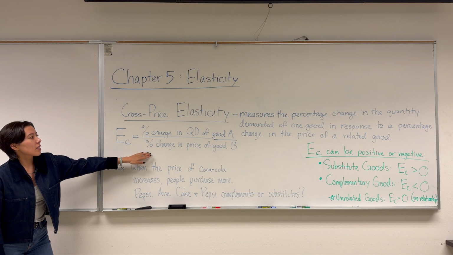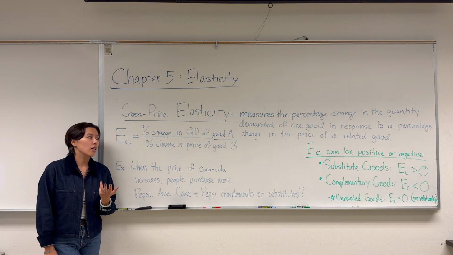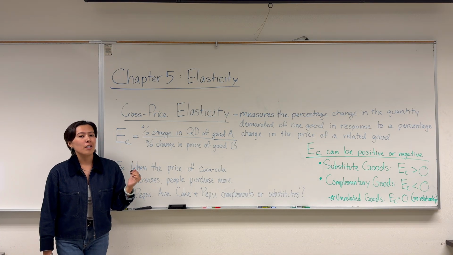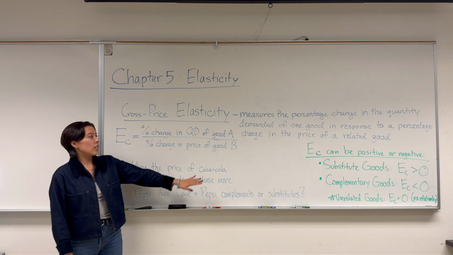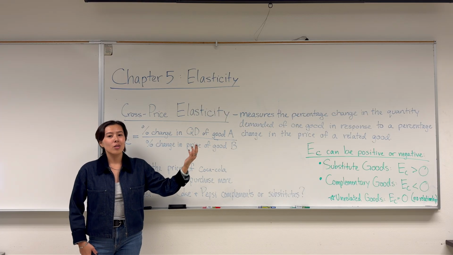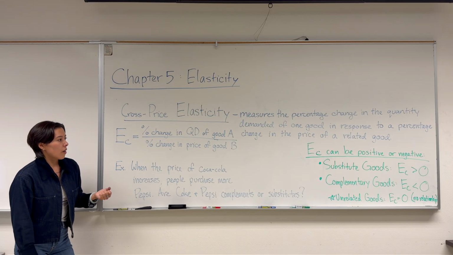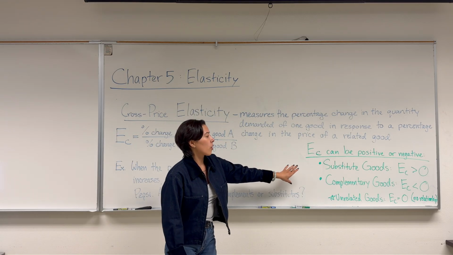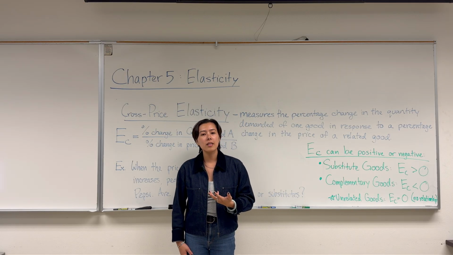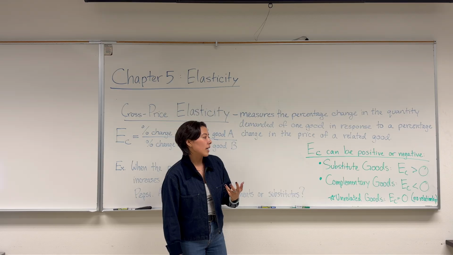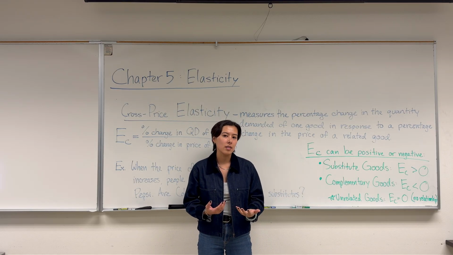So the way that we calculate this is we're going to measure the percentage change in the quantity demanded of good A and divide that by the percentage change in the price of good B. So we're measuring a change in the quantity demanded of one good relative to the change in the price of another good. All right, and so depending on whether our goods are substitutes or complements, our cross-price elasticity of demand can either be positive or negative. For substitute goods, we're going to have a positive cross-price elasticity of demand.